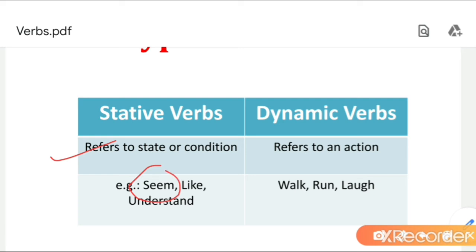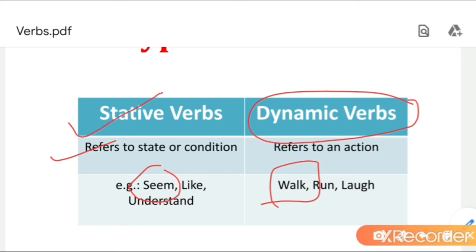When I say you seem to be good, that means it is not an action. But when I say he is walking, he walks, then it refers to an action directly. So that is the difference between stative verbs and dynamic verbs. Dynamic verbs often contain action, whereas stative verbs, as the name suggests, are states or conditions. So walk, run, laugh, these are dynamic verbs, and seem, like, understand are stative verbs.